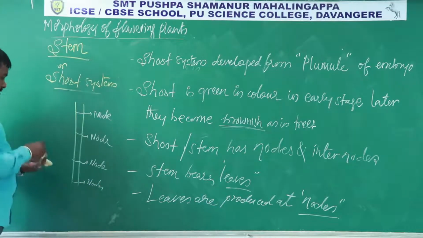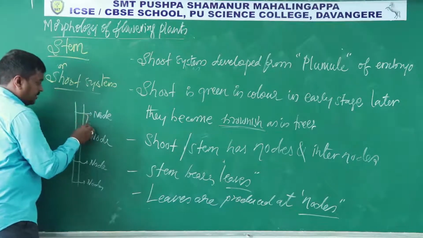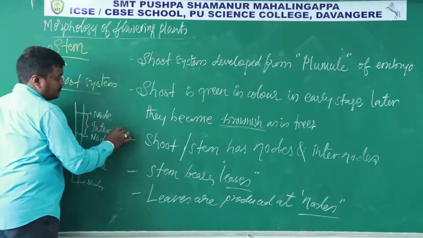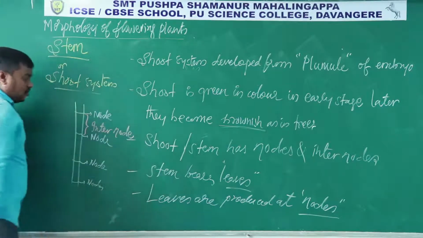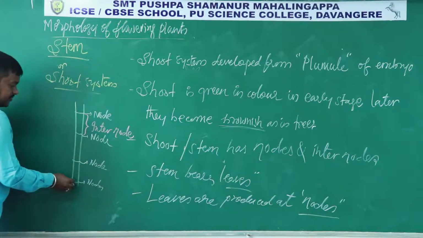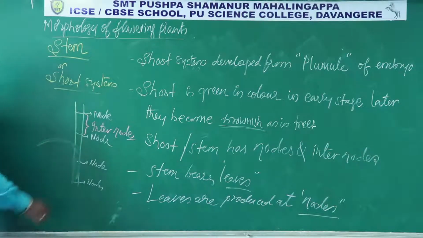So between the two successive nodes, the space in between, this is called internode. Okay, so in case of monocot, leaves are produced here and sometimes they cover the node and they expose like this.